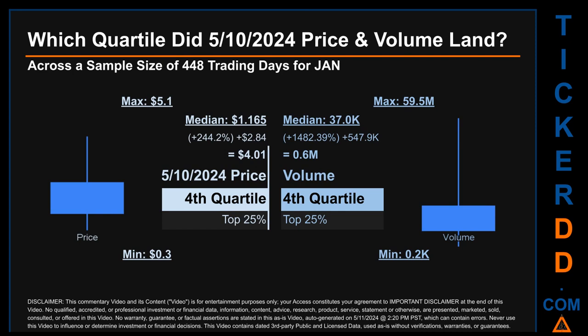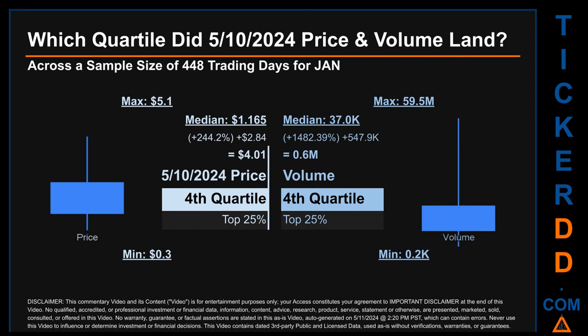Which quartile did the 10th of May 2024 price and volume land? Across a sample size of 448 trading days, the maximum end-of-day price for JAN was $5.10 while the minimum was 30 cents. Within that price range, the 10th of May 2024 price of $4.01 landed within the 4th quartile, meaning that it was within the top 25% of all sampled end-of-day prices.